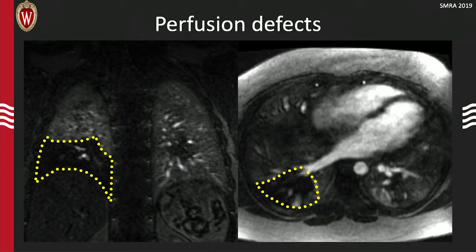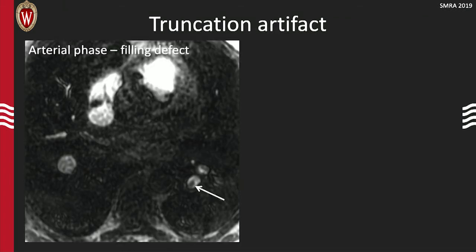One of the other advantages of using MRA versus CT is that MRA inherently has higher contrast. We can see the enhancement of the normal perfused lung differentiated from the hypoperfused, non-enhancing lung distal or peripheral to that embolism, similar to what you might see on a nuclear medicine perfusion scan.